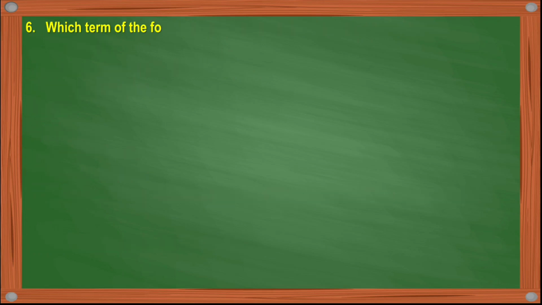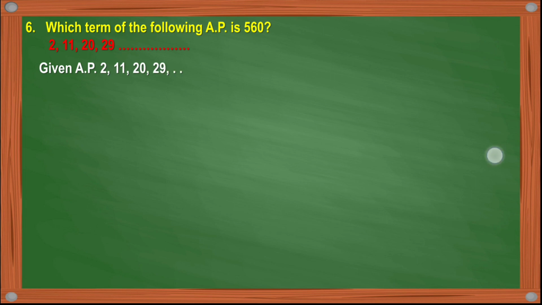Question number 6. Which term of the following AP is 560? In your worksheet, the AP is not printed. So you will write it from this video, I am giving that AP here. It is 2, 11, 20, 29. It is not printed over there. So you will take this AP 2, 11, 20, 29. So given AP is 2, 11, 20, 29. So A equal to 2, D equals to 9.